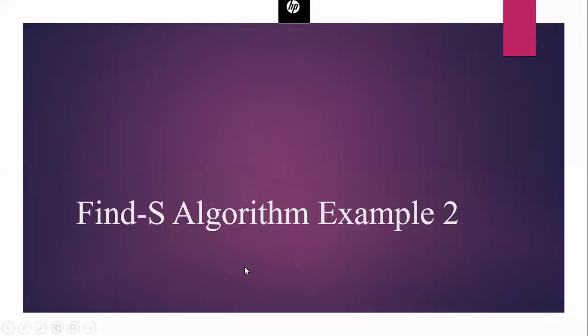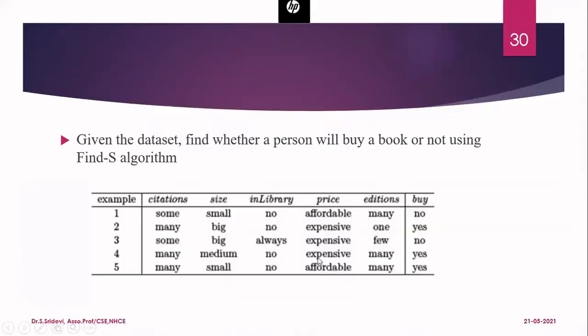We will see one more example to understand the Find-S algorithm. Here, this is an example given to you. They have given a data set with 5 different records, and every record is characterized by 5 attributes: citation, size, in library, price, edition. These are your input features, and buy is the target class you want to predict.